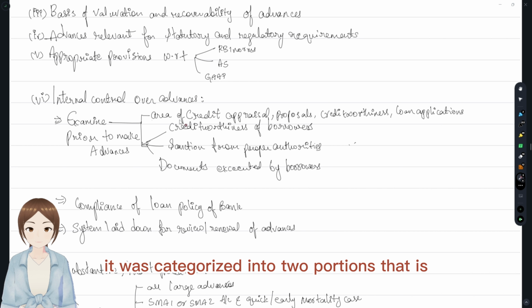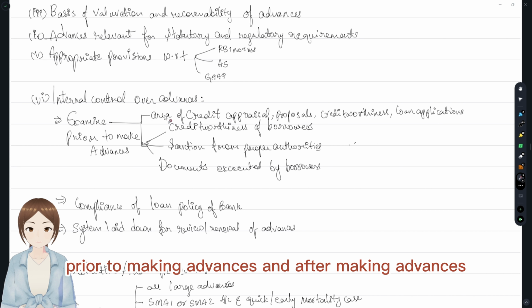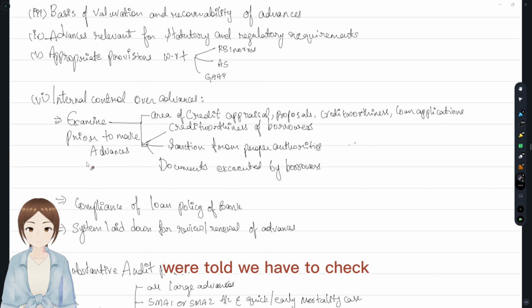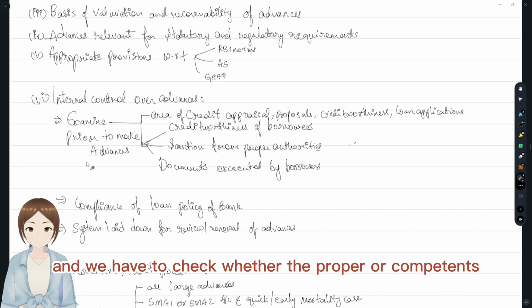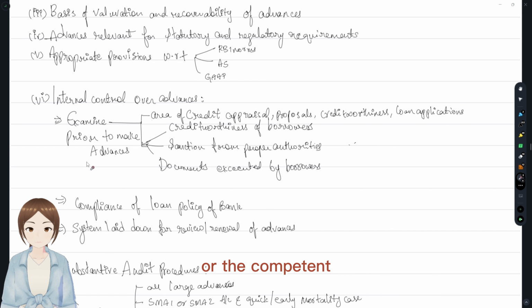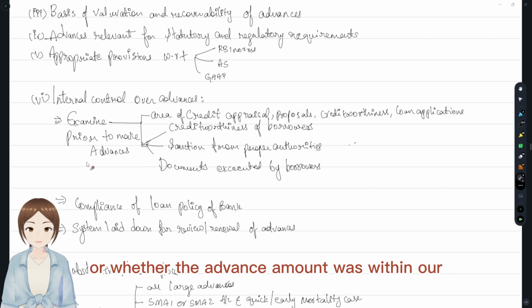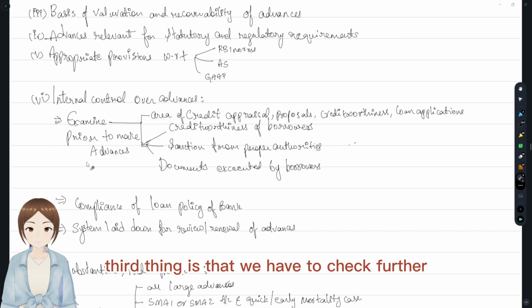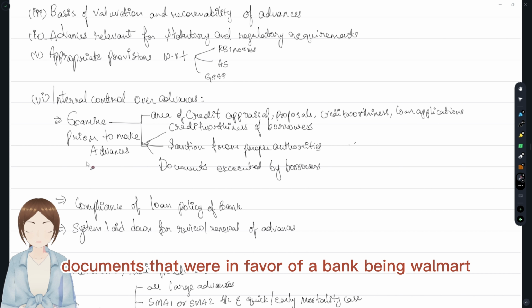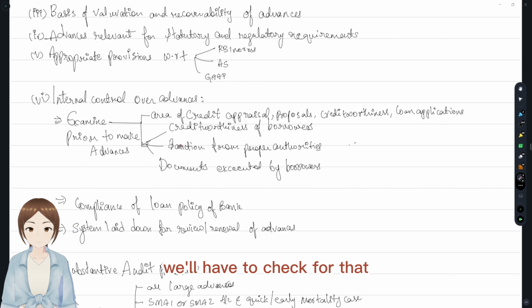What are the internal controls that have to be followed while giving advances? First thing, it was categorized into two portions, that is, prior to making advances and after making advances. Prior to making advances, what all do we have to check? We have to check the creditworthiness of the borrower, and whether the proper competent authority sanctioned it, whether the advance amount was within our authority or not. Third thing is that we have to check whether the documents were in favor of our bank's name or not.